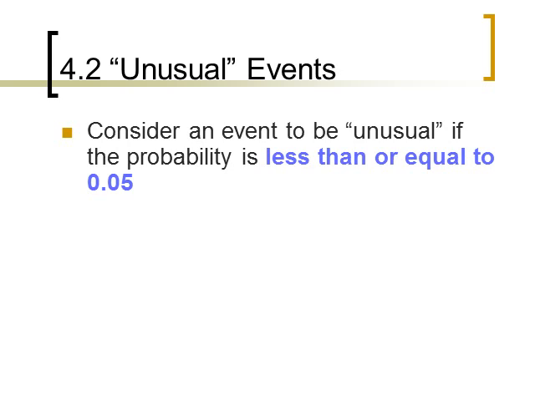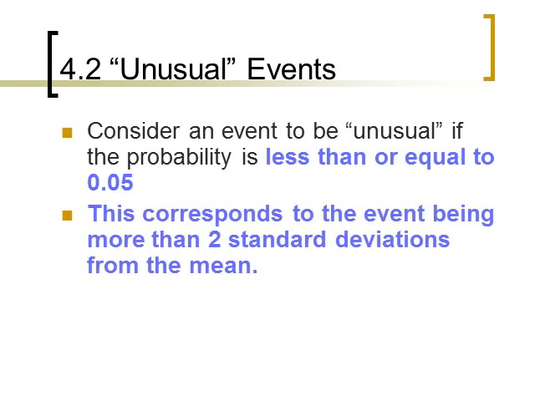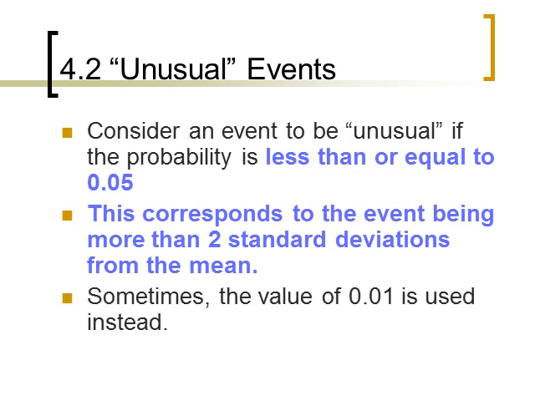And then let's just discuss unusual events once more. We consider an event to be unusual if the probability is less than or equal to 0.05. So this corresponds to the event being more than 2 standard deviations from the mean. Sometimes we use a stricter way to compare, and so we might be asked to use the value of 0.01 as being unusual. So that would be comparing it to 1%.